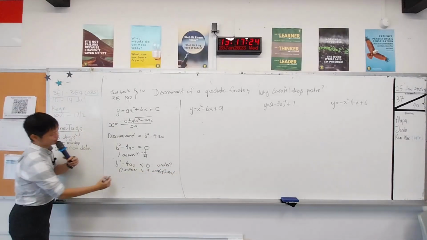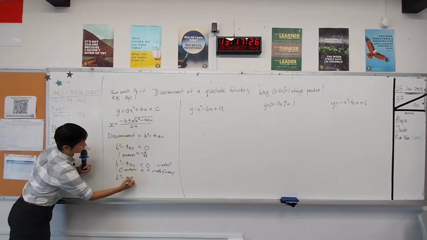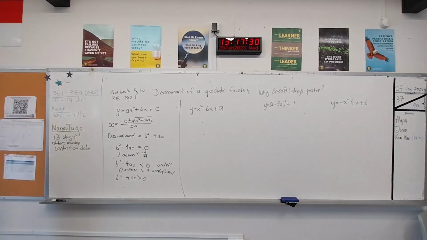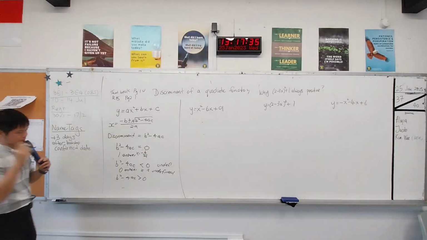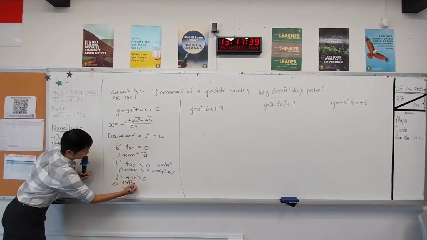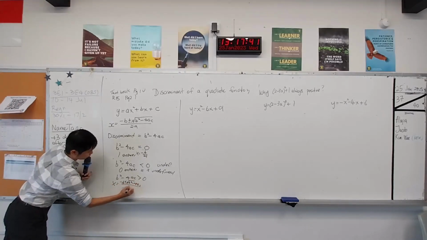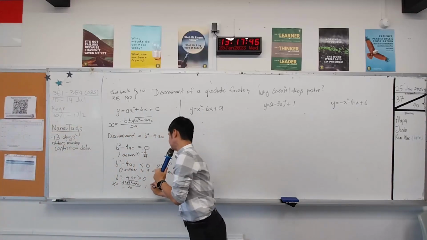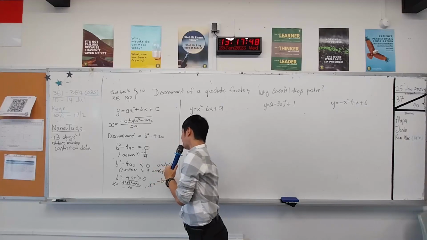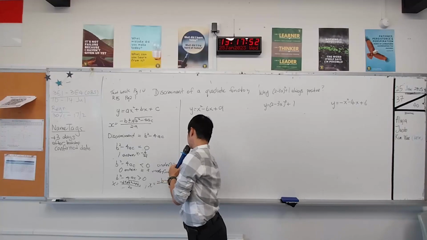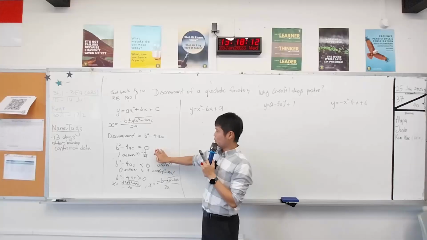Second, lastly, not lastly. What happens if b squared minus 4ac is positive? How many answers will you get? You get two answers. One of the answers is negative b plus square root of b squared minus 4ac over 2a. That's the first one. The other one is negative b minus square root of b squared minus 4ac over 2a.